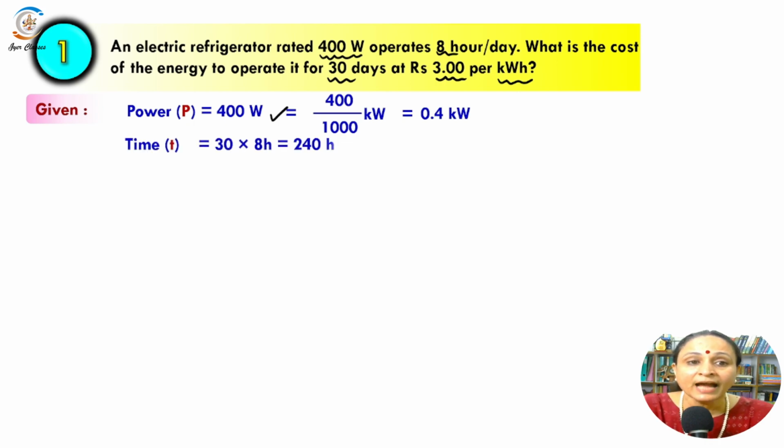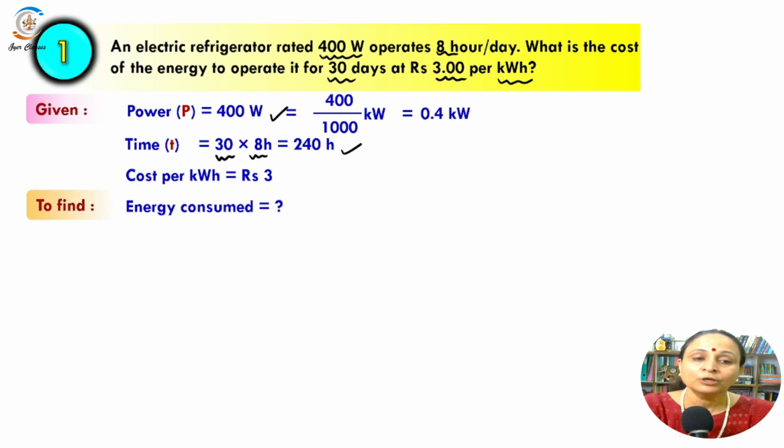Okay, how many hours a day? In the month there are 30 days and each day 8 hours is the time in which the refrigerator is operating. So it is 240 hours for the whole month, because the billing is for the whole month. Okay, so what is the cost per kilowatt hour? It is rupees 3. So what are we supposed to find out? How much is the energy consumed and what is the bill?